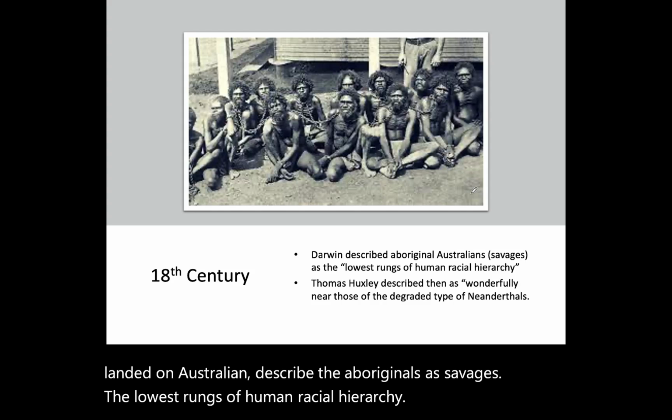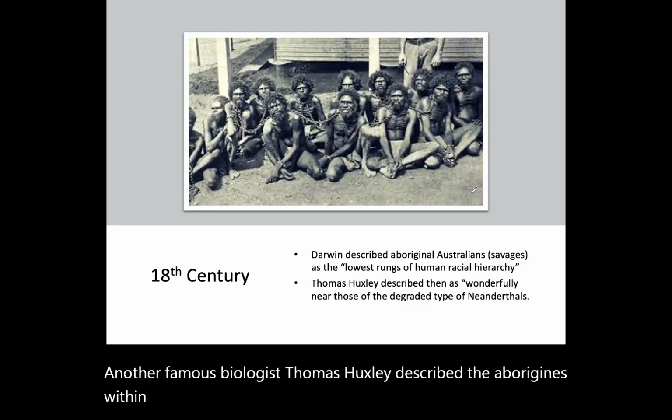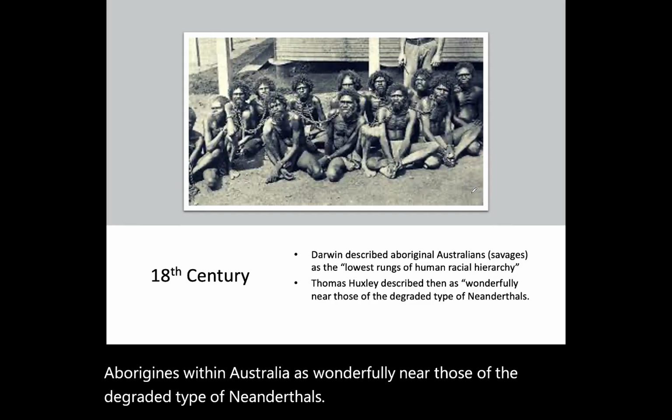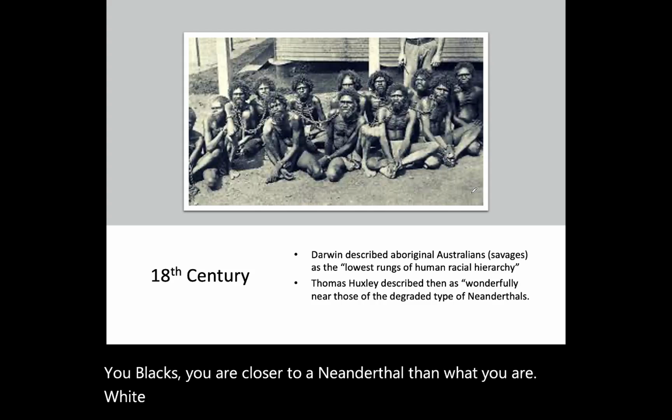Another famous biologist, Thomas Huxley, described the Aborigines within Australia as wonderfully near those of the degraded type of Neanderthals. You blacks, you are closer to a Neanderthal than you are white Europeans. So therefore, we must control you and regulate you.